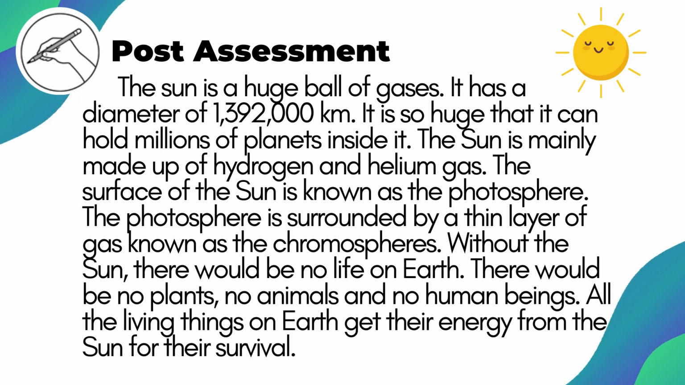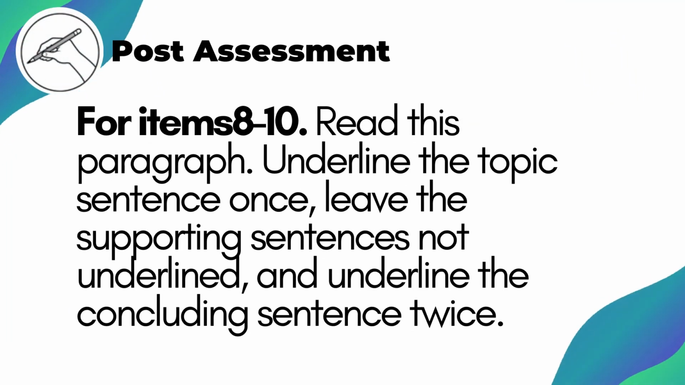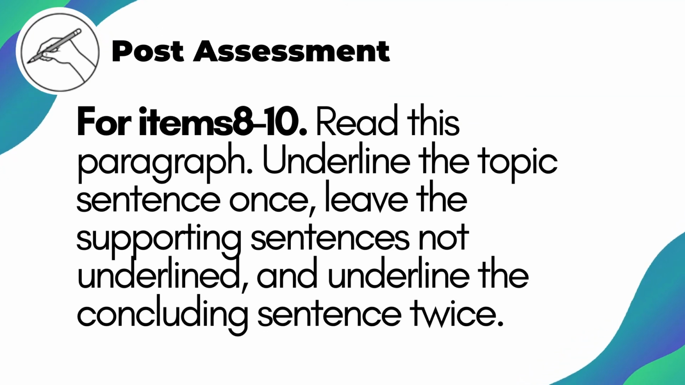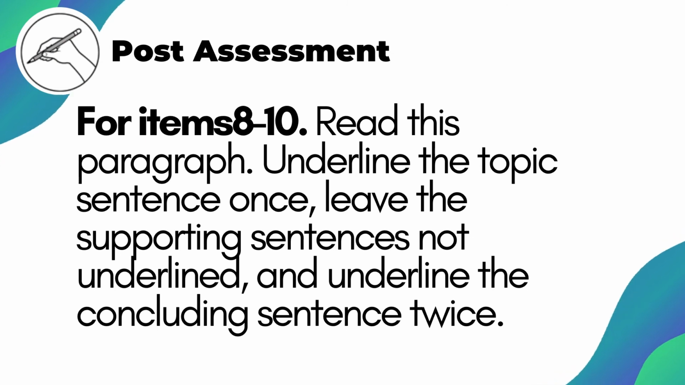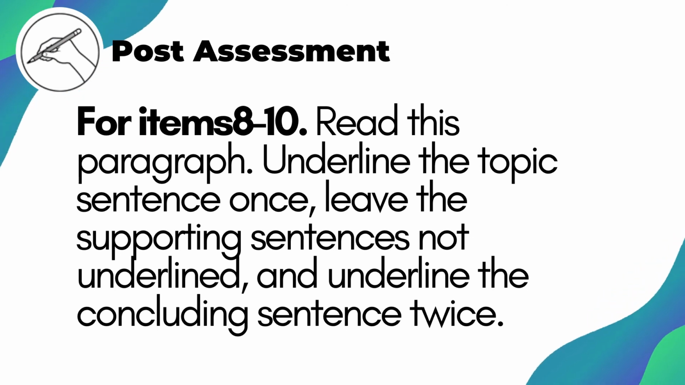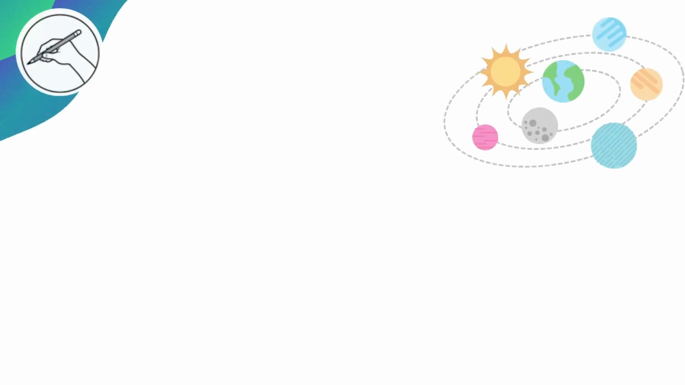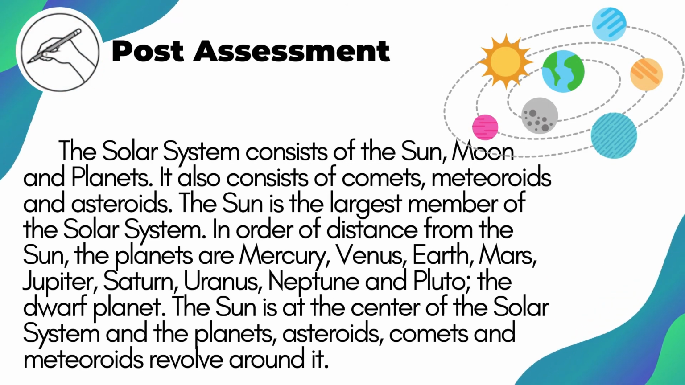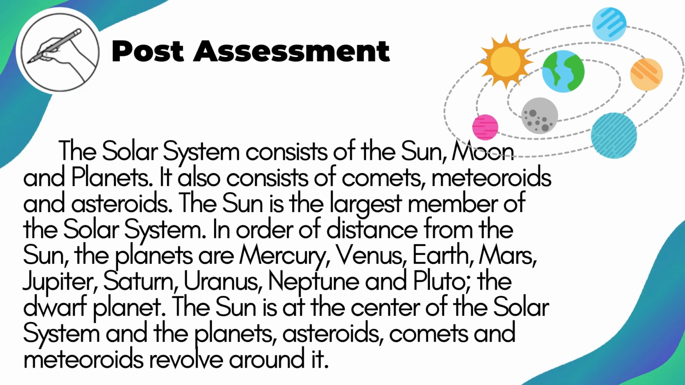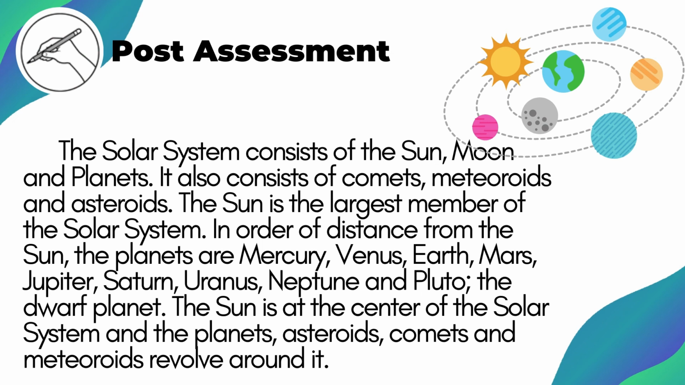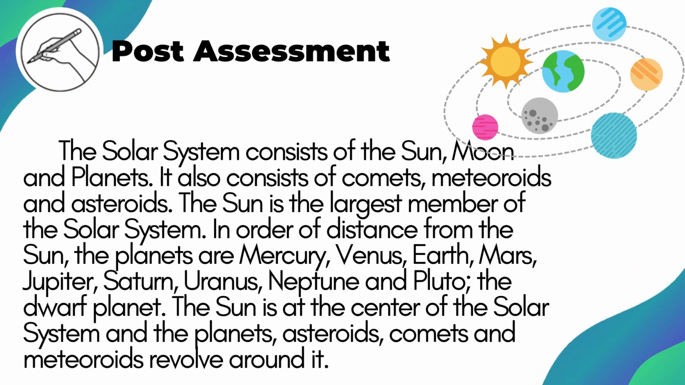For items 8 to 10, read this paragraph. Underline the topic sentence once, leave the supporting sentences not underlined, and underline the concluding sentence twice. Here is the paragraph. The solar system consists of the Sun, Moon, and planets. It also consists of comets, meteoroids, and asteroids. The Sun is the largest member of the solar system.